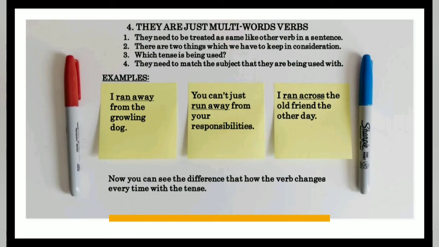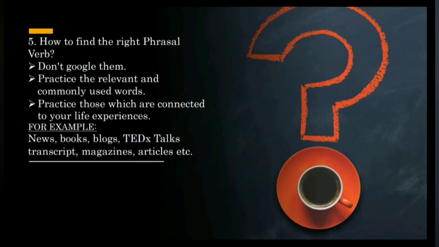Number four is very important. They're just multi-word verbs. They need to be treated the same as other verbs in a sentence. There are two things we have to keep in consideration. One, which tense is being used. Second, they need to agree with the subject they are being used with. Now you see the difference, how the verb changes every time.